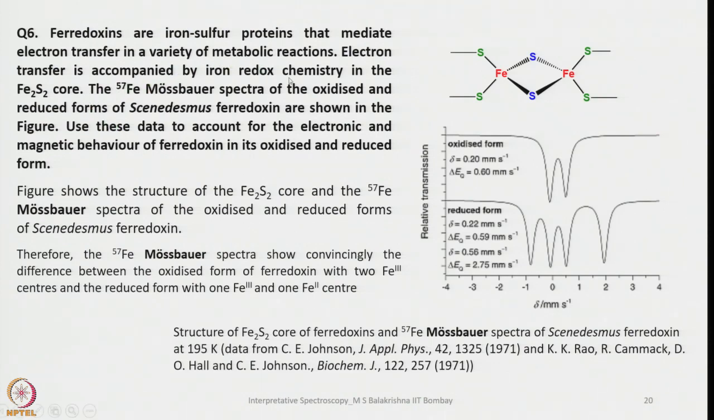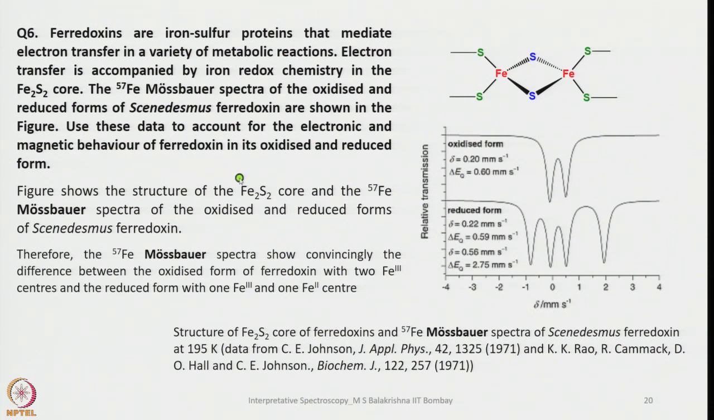Ferredoxins are iron sulfur proteins that mediate electron transfer in a variety of metabolic reactions. Electron transfer is accompanied by iron redox chemistry in the Fe2S2 core here. The 57Fe Mössbauer spectra of the oxidized and reduced forms of Spirulina ferredoxin are shown in the figure here. Use this data to account for the electronic and magnetic behavior of ferredoxin in its oxidized and reduced forms. Some of these problems are taken from library text as well as Oxford classes.